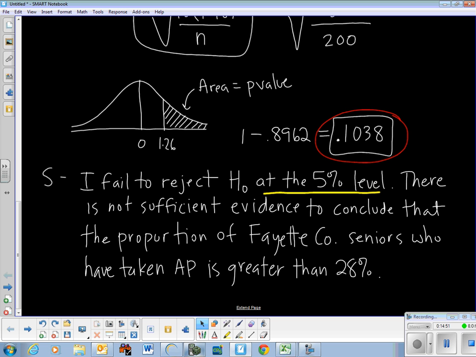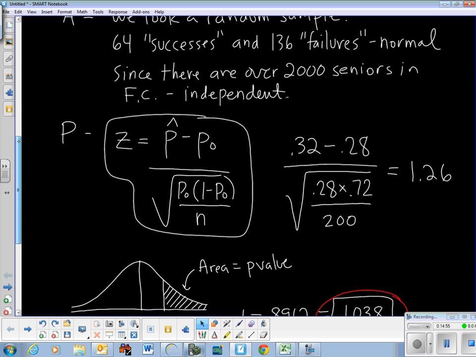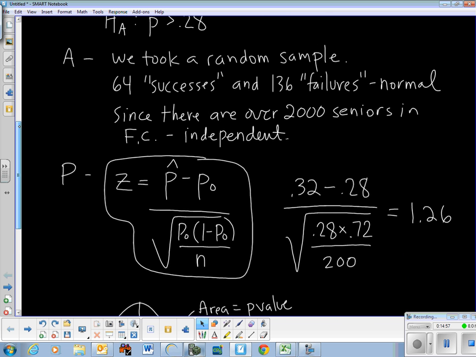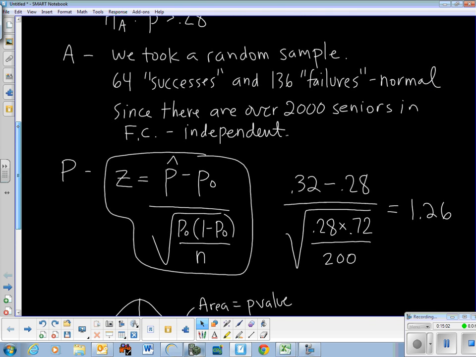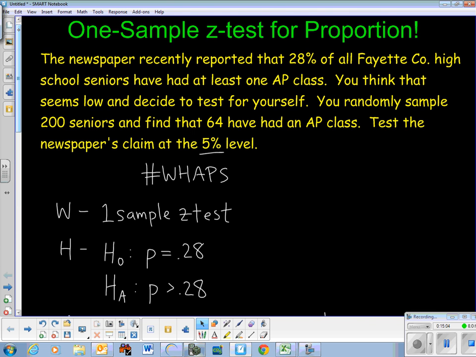So there's our first z-test for proportion. Follow the WHAPS. As with the intervals, the calculator will do this quickly, but we're going to do it the old-fashioned way until you learn it. And there we go. Young out.